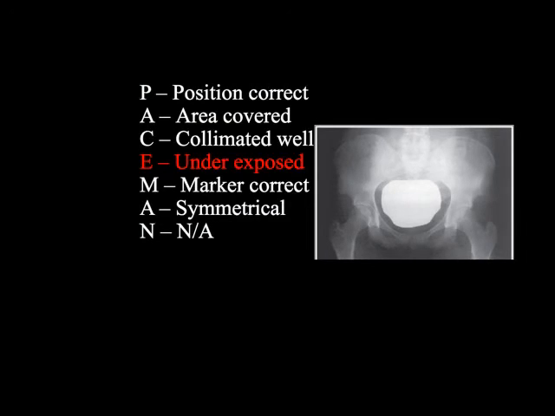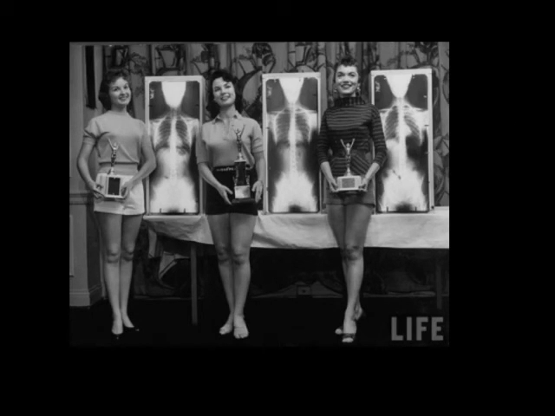So this is positioned correctly. The area is correct, collimated well. They have clearly used good radiation protection, but it is underexposed. There's some quantum mottle all through here, so the image is underexposed. I can't see the marker either, so I'm going to cross this out. It is not marked correctly, but it is symmetrical, as in the patient's not rotated, and of course the name's not applicable. This is a weird little final image here.